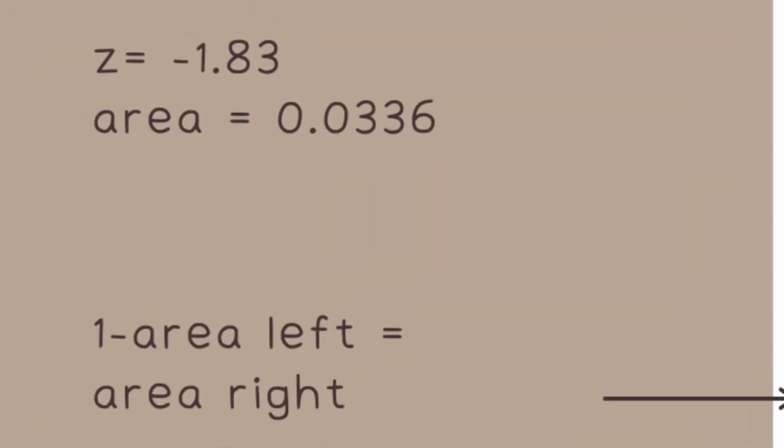We can also use the standard normal table to determine the area to the right of any z value. All we have to do is take 1 minus the area that corresponds to that value. 1 minus area left is equal to area right.